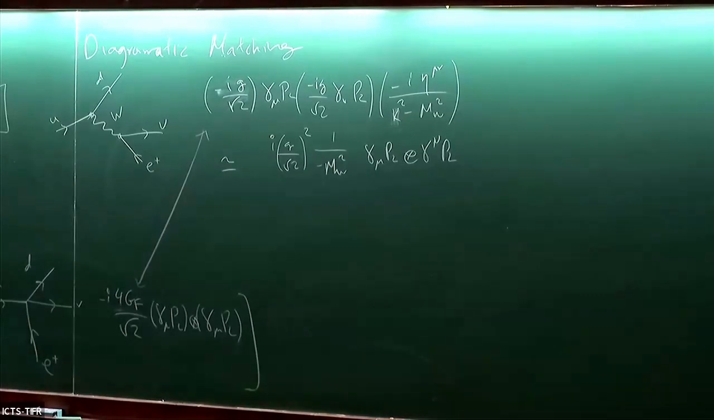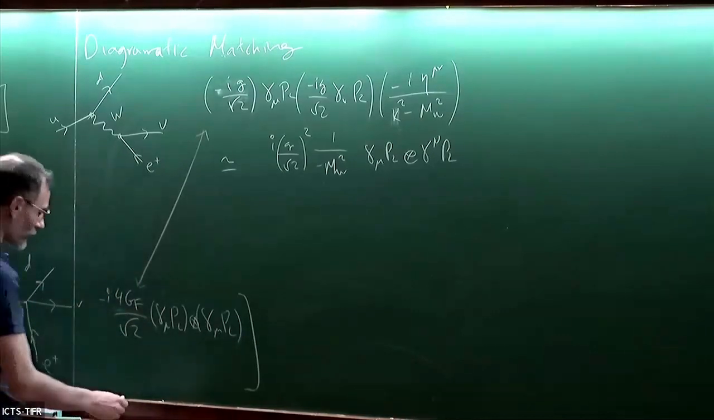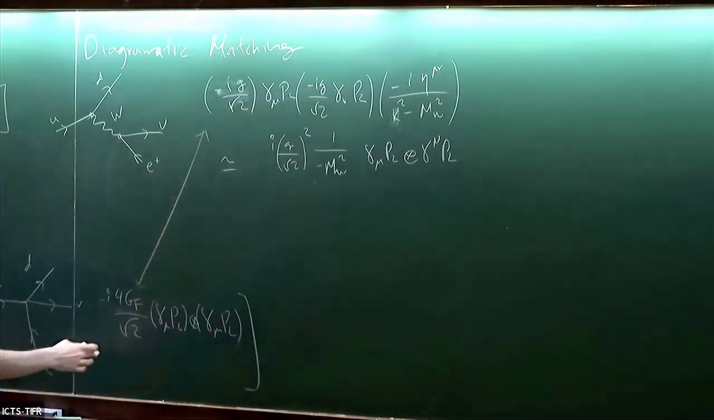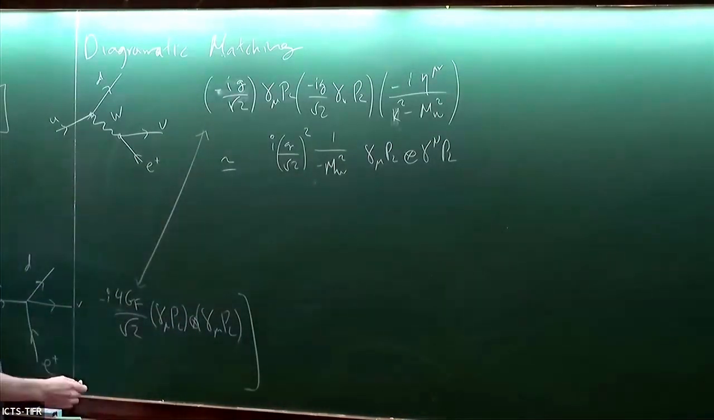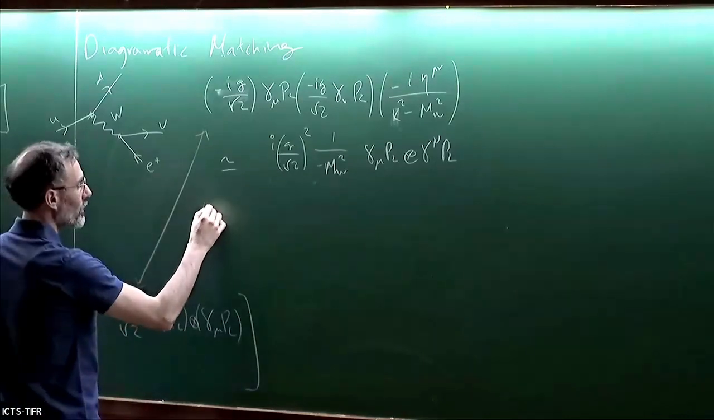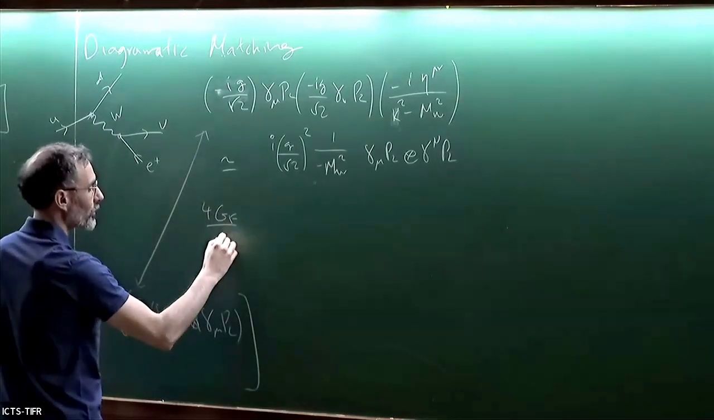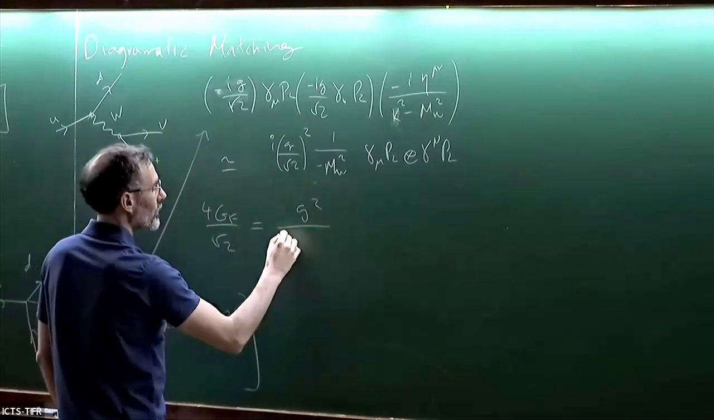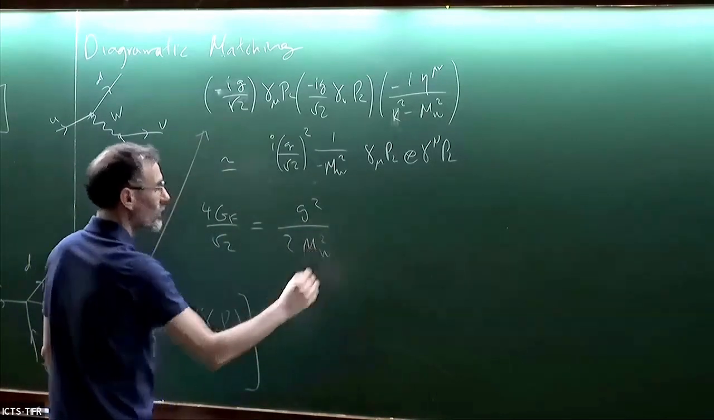Maybe as Anish did this, I'm not sure, but this lecture is about actually computing step to step, so that's why I'm going through it. Righty, so now I look at this, I equate them. What is the conclusion? The conclusion is both of them have a minus sign, luckily, because G Fermi is defined positive. So I get that 4 G Fermi over square root of 2 equals G squared over 2 MW squared.